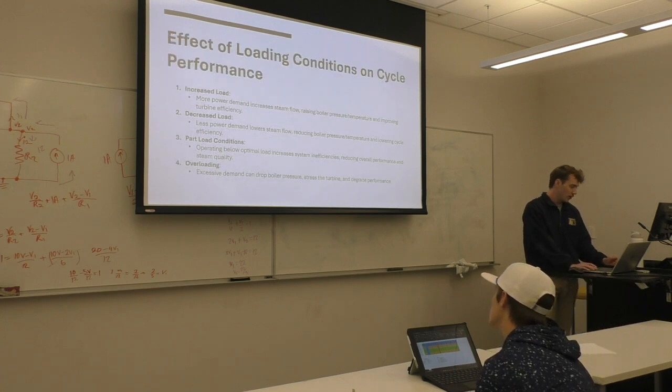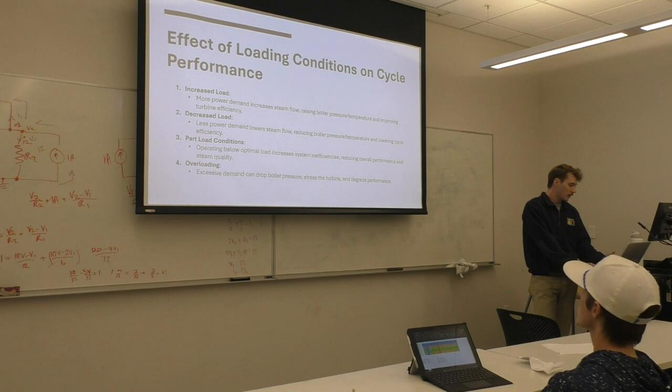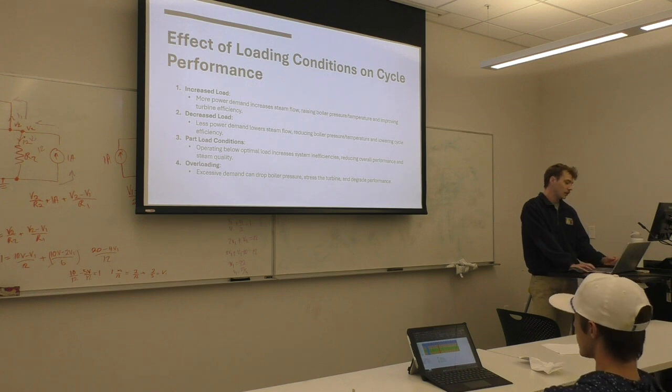But moving on, just talking about the effect of loading conditions. Increasing load, more power demand increases the steam flow, which is going to raise the pressure and temperature for the boiler, improving the turbine efficiency. If we decrease the load, less power demand lowers the steam flow, reducing pressure and temperature and lowering the cycle efficiency. You also have a part load condition.